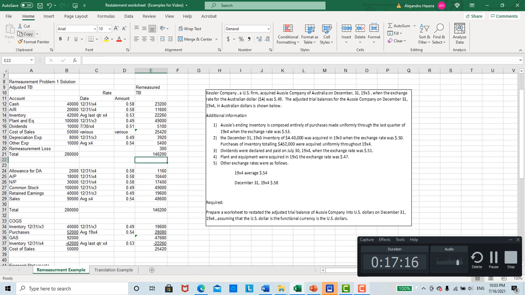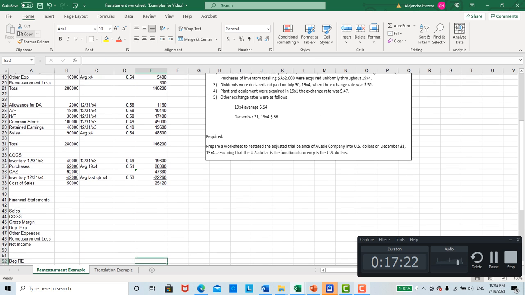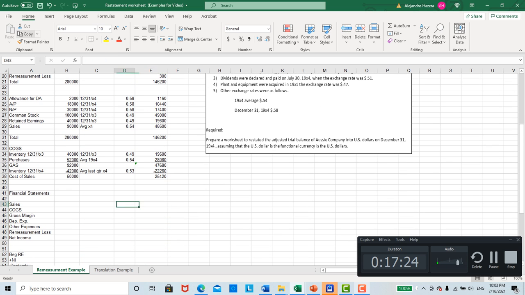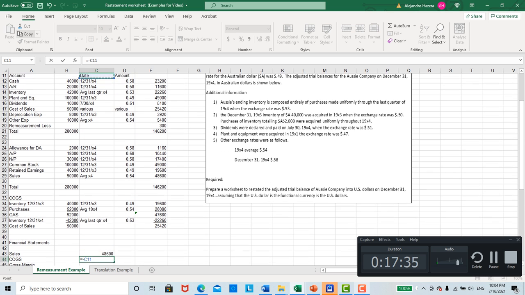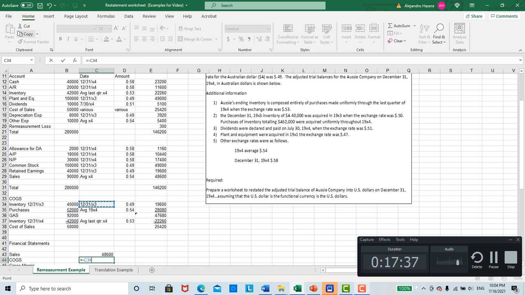Notice how small the plug is. It only applies to this year's income. You close it to this year's income statement, by the way. So let's go ahead and start with the financial statements. Sales is 48,600 minus cost of goods sold. Cost of goods sold, we plugged it. Take it from the schedule.